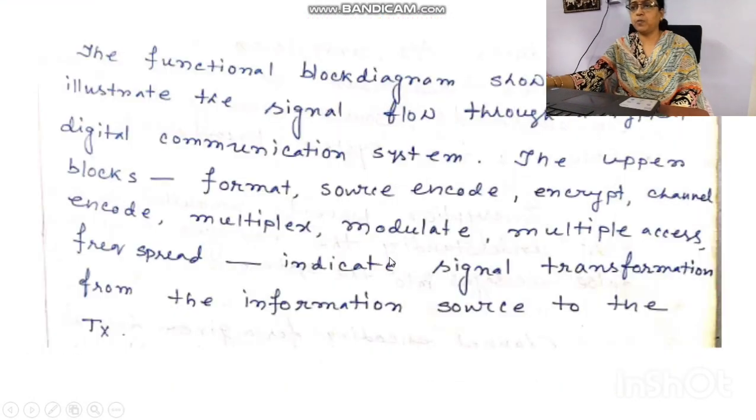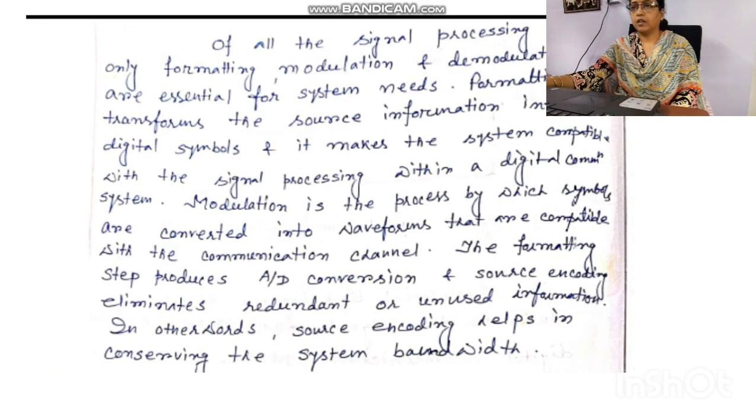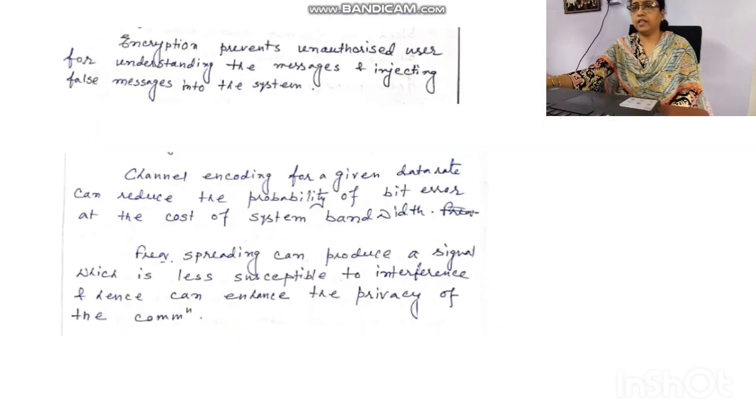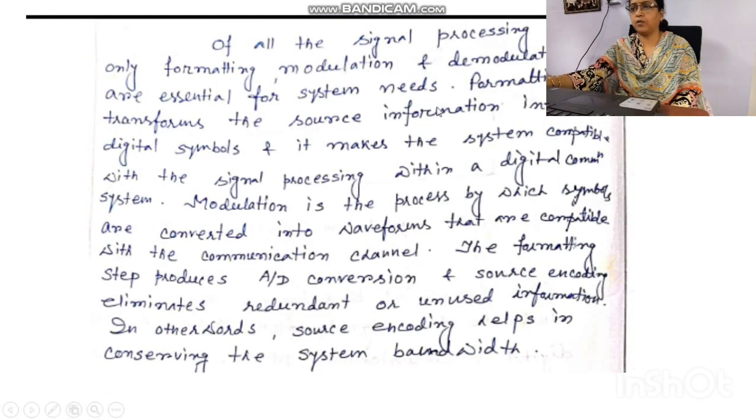So the explanation of these blocks is given here. First is the formatting block. The formatting block is essential for transforming the source information into digital symbols. Then it is given to modulation.